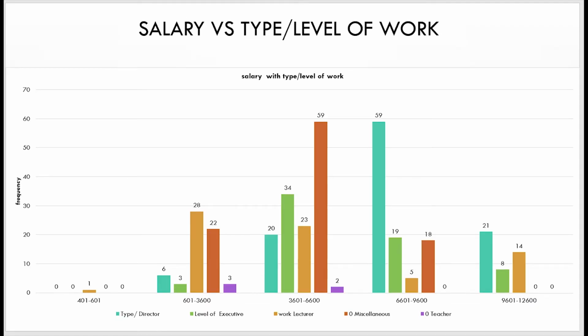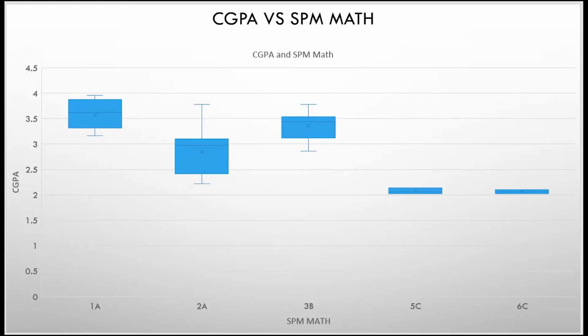For salary and type of work, miscellaneous and director in a company make more money than others, but it depends on the company. The highest salary is at 3,301 to 9,300 for those who work as miscellaneous and director in a company. The lowest salary is at 401 to 301 for those who work as teacher.